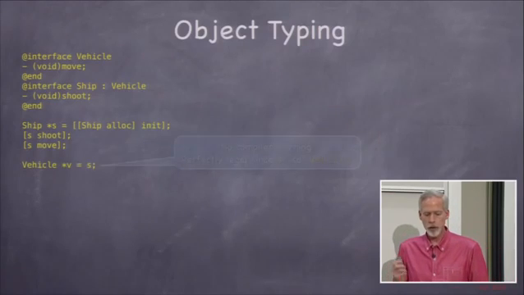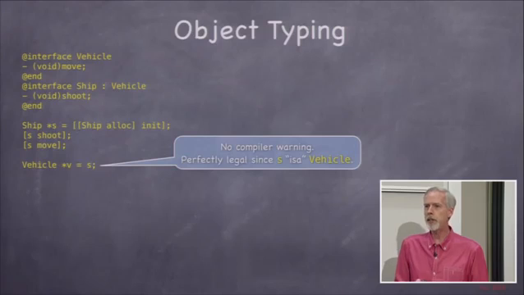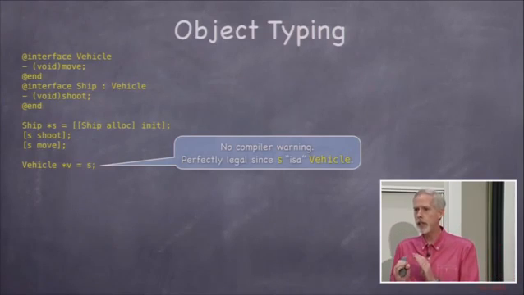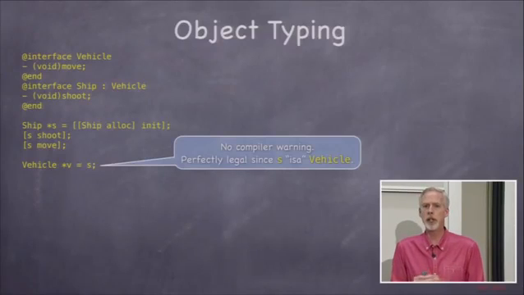I can also do Vehicle *v = s. That's perfectly legal because v is a vehicle and s is a vehicle because it inherits its vehicleness from Vehicle. Okay, this is like deck equals PlayingCardDeck alloc init. Perfectly legal object-oriented programming, right?